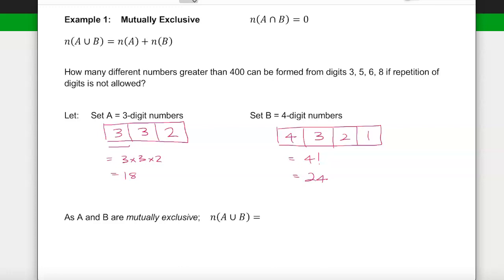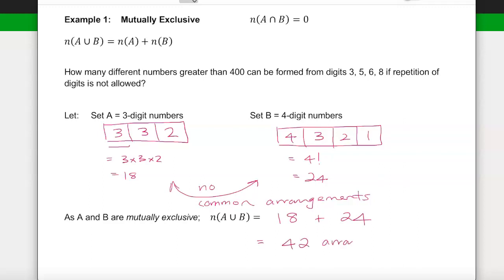Now, if we actually listed out all these 3-digit and 4-digit numbers, we would have no common permutations here. No common arrangements, which means there's no intersection between these sets. They're mutually exclusive. So that means I can simply add these together. All of A and all of B will give me 42 different arrangements.